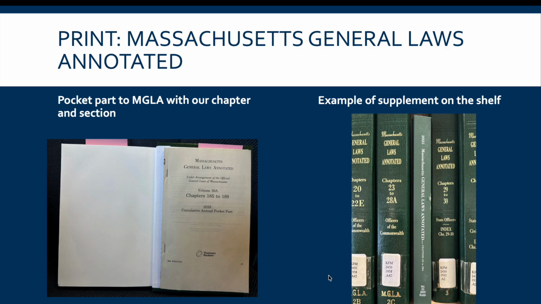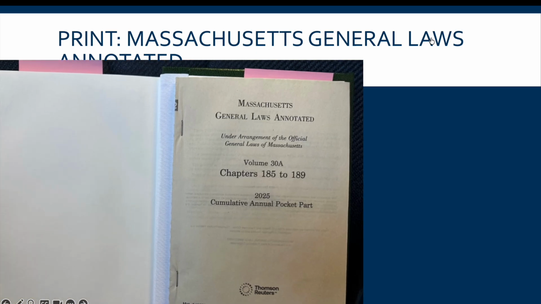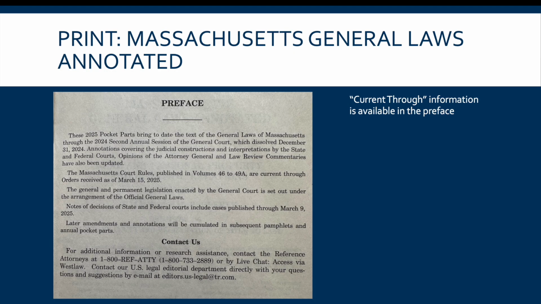Here are the examples of what these look like. On the left, we can see the pocket part edition of the Massachusetts General Laws Annotated with our chapter and section. On the right is a supplement for a different volume of the same series. Next, we need to make sure this pocket part is the most up-to-date. As you can see from the example on the slide, this was updated in 2025. However, if we check the first page, we can see the current through information, in this case, 2024 Second Annual Session, which, if you remember, is just slightly behind what is available online.